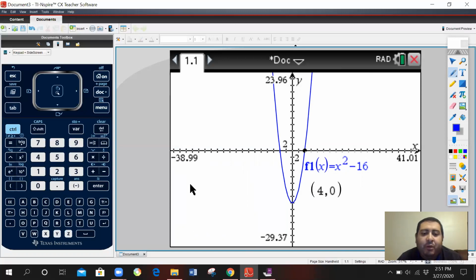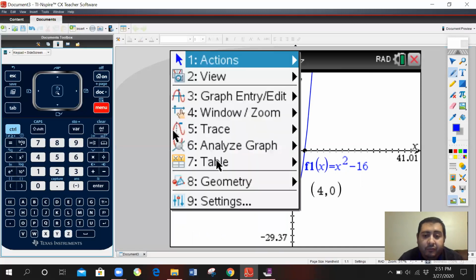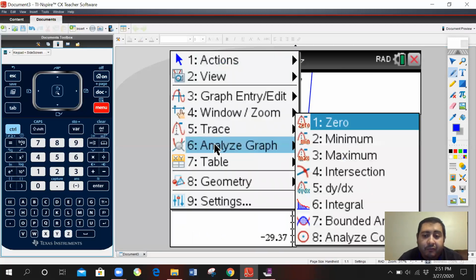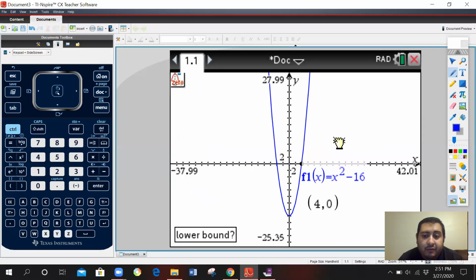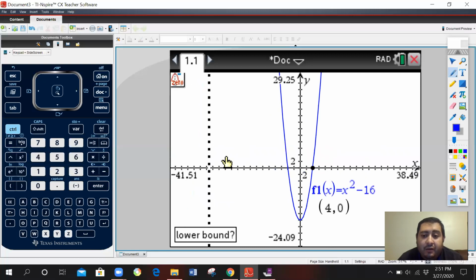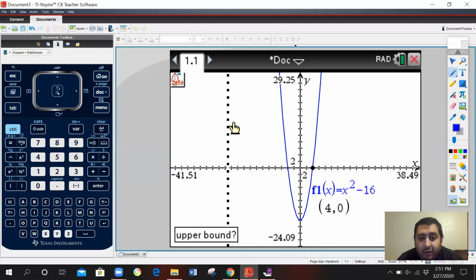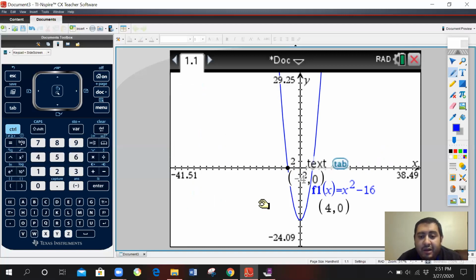You're going to repeat the same process, but now on the other side. Menu, analyze, zero, and again, oh, something went wrong. I was moving the graph, sorry. So you're going to click on it, drag it, and it's giving you the other location at -4. So those are your two answers, your two solutions, your two roots, your two x-intercepts.